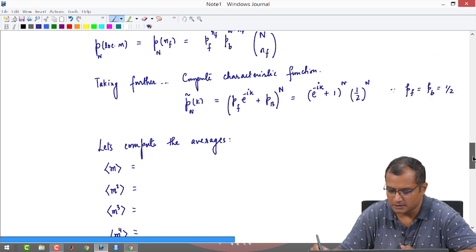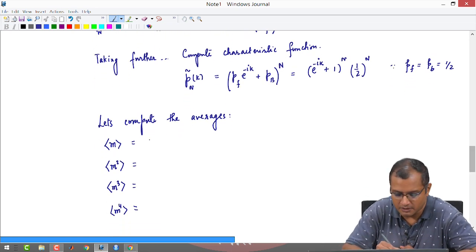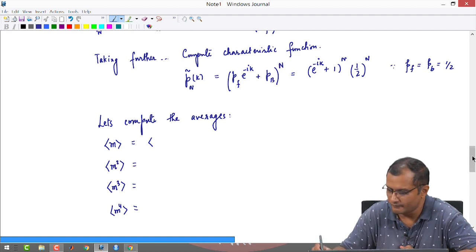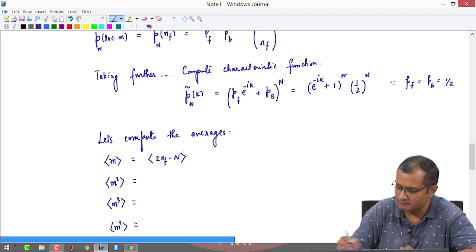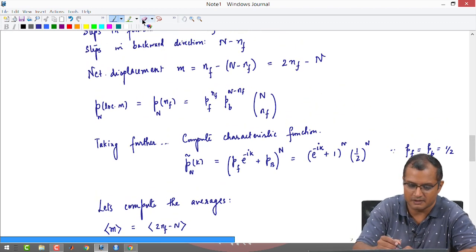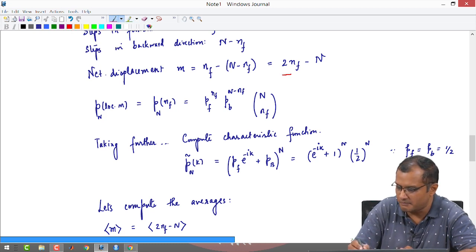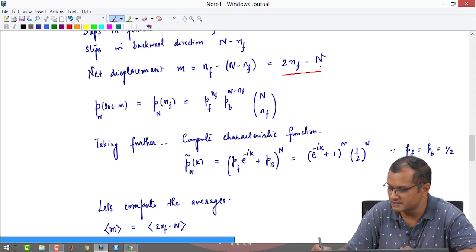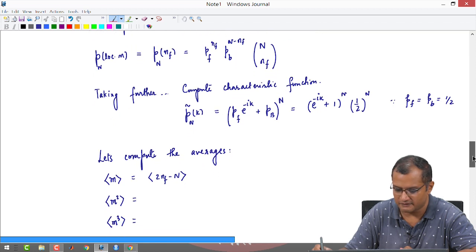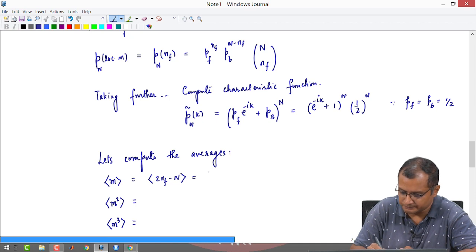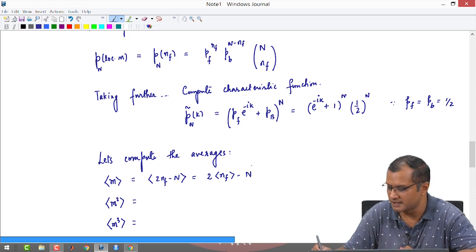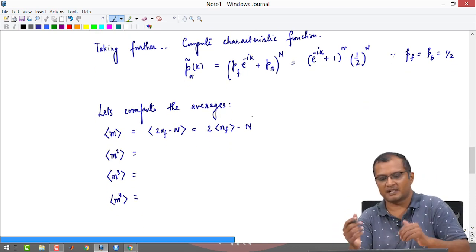So, we know that mod m is nothing but mod of twice nf minus n, because m itself is given here. So, this is your m, let us underline it. So, if you want to take an average of this, it is just twice of average nf minus n. Okay. So, this would be just twice of nf minus n, because n is a constant, the big N is a constant. So, average of big N is nothing but n itself.